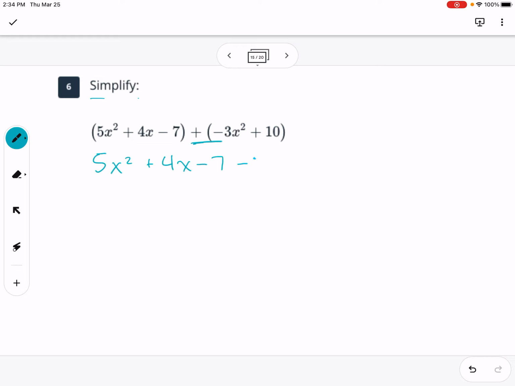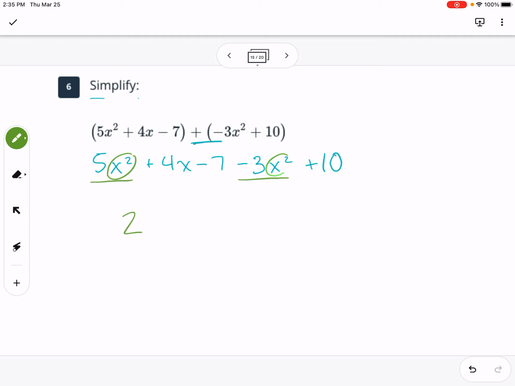Okay, 5x squared, I'm looking for another term that has x squared. It's right here. Now 5 minus 3 is 2. And notice, I am not changing the exponent, right? Like, this is 5x squared, it's like 5 apples, minus 3 apples is 2 apples. Those apples don't change. Okay, when I'm adding and subtracting, I'm not changing anything about the exponents.